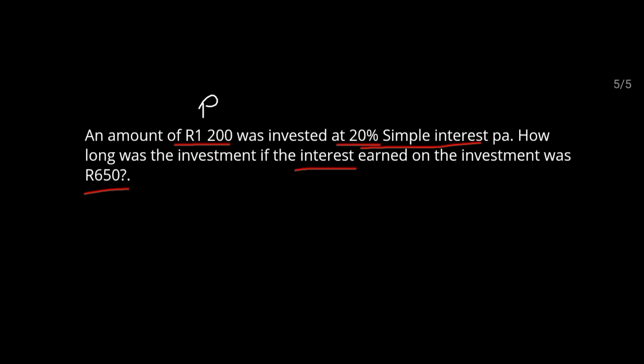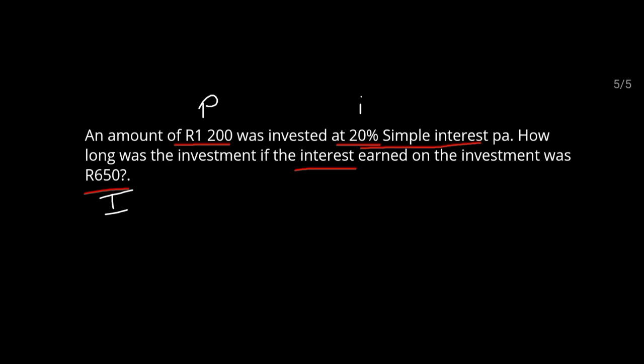I get 20%, that's our interest rate. And then the period, how long? And then the interest is 650. Obviously this is our simple interest amount. This is our interest amount. So which formula are we going to use?